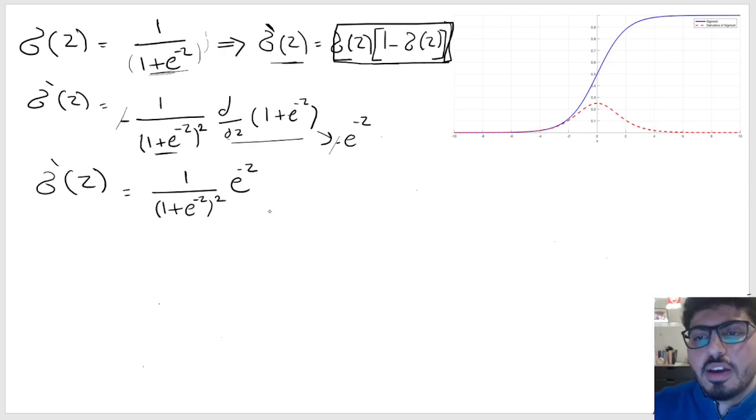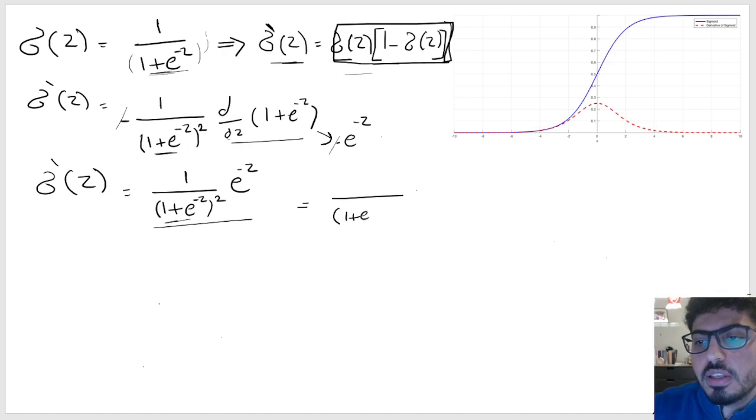Okay, let's do another step here. How is this term equivalent to this term? Let's see. We will do a very simple trick here. We will expand this 1 plus e to the negative z squared into 1 plus e to the negative z times 1 plus e to the negative z. Those two terms are equivalent, times e to the negative z.